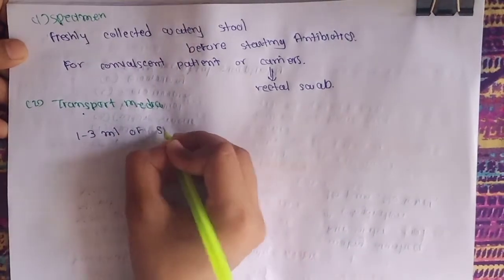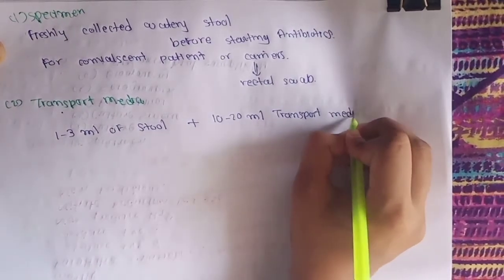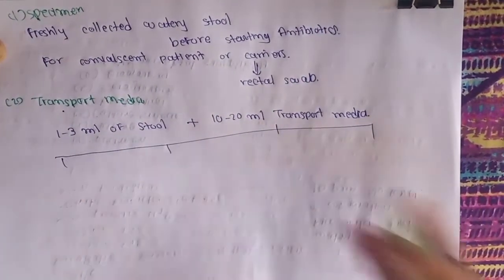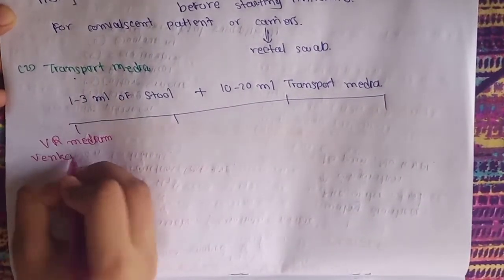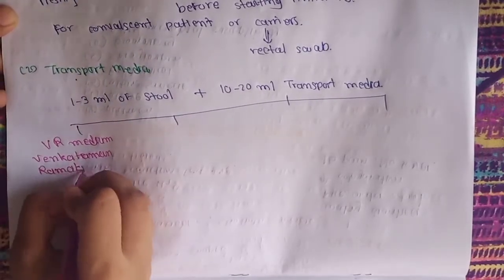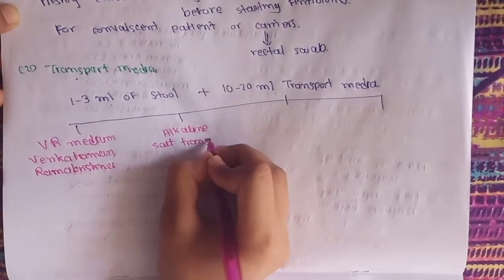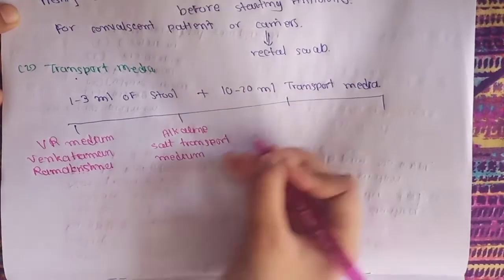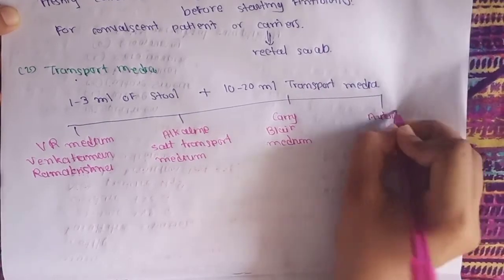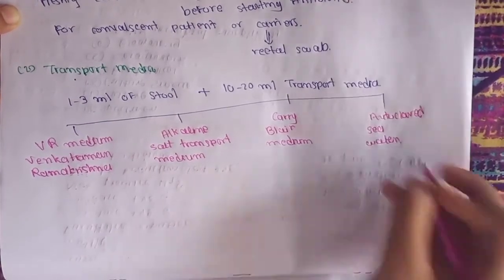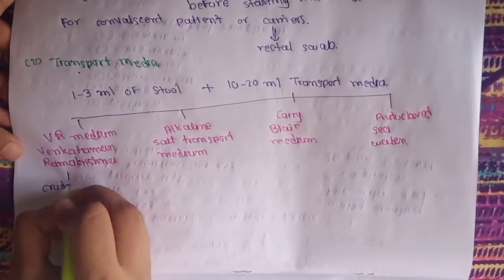Now we will take 1 to 3 ml of stool and mix it with 10 to 20 ml of transport media. Which transport media? We mainly use four. First is VR medium, Venkatraman Ramakrishnan medium. Second is alkaline salt transport medium. The third is Cary Blair medium. And the fourth is autoclaved seawater.